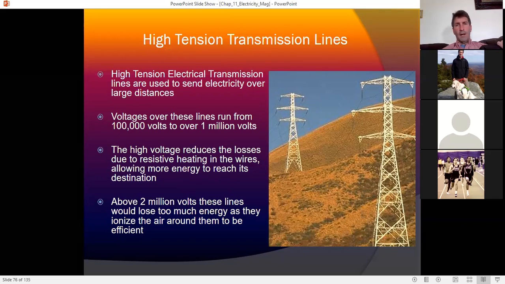Believe it or not, it was up in Niagara Falls, where a new power plant was being built, that Tesla was able to convince them to put in AC generators, and this became the first basis for our power system.